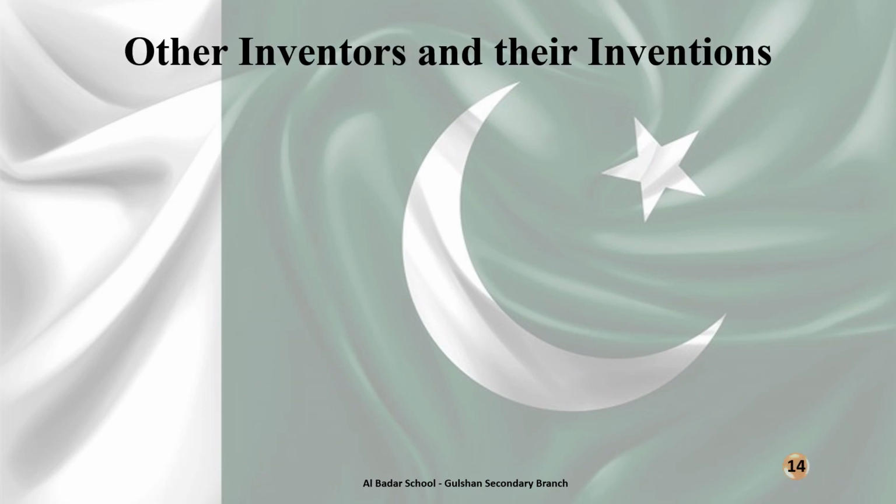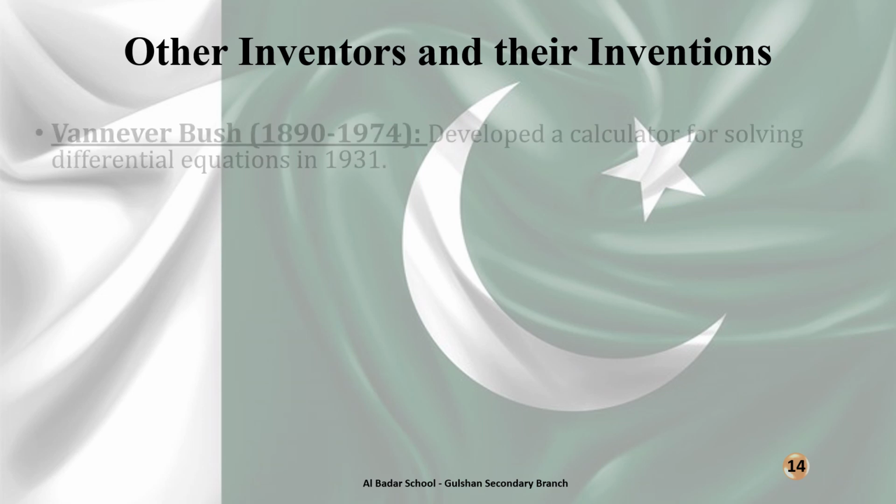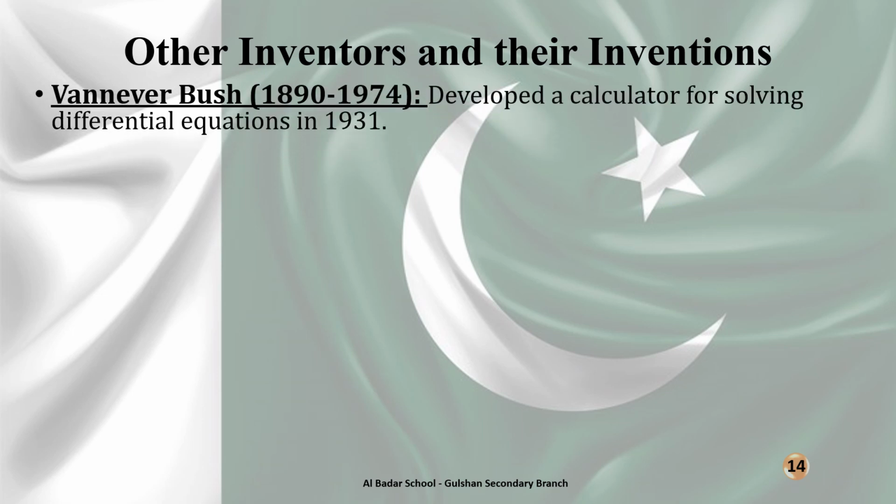Okay, so now I had discussed other inventors and their inventions. Vannevar Bush developed a calculator for solving differential equations in 1931, and the machine could solve complex differential equations that had long left scientists and mathematicians astonished. The machine was cumbersome, meaning it was very difficult for the people at that time, because hundreds of gears and shafts were required to represent numbers and their various relationships to each other.